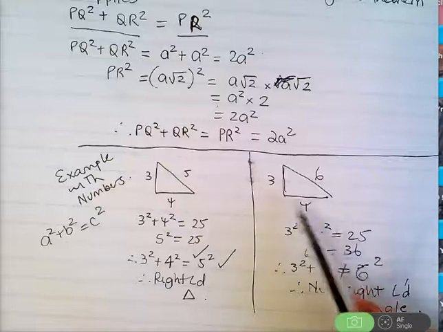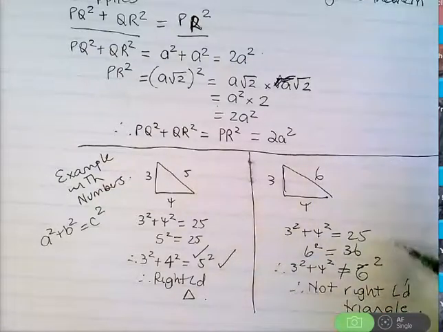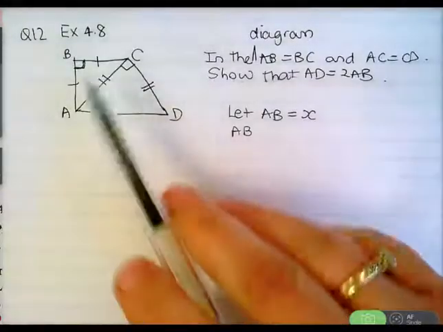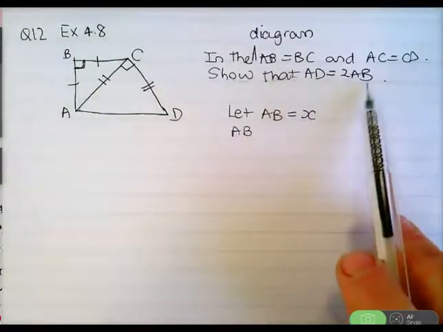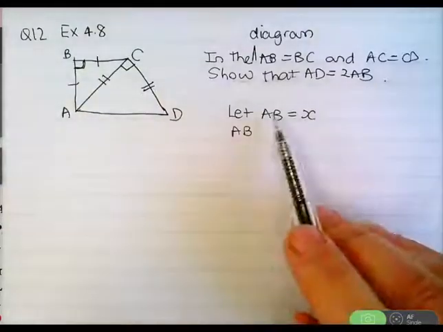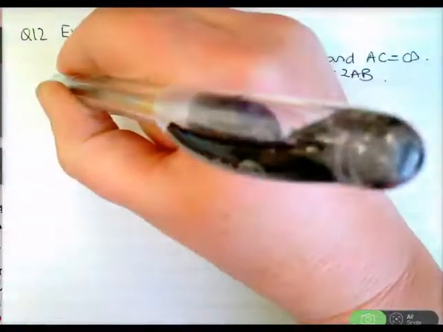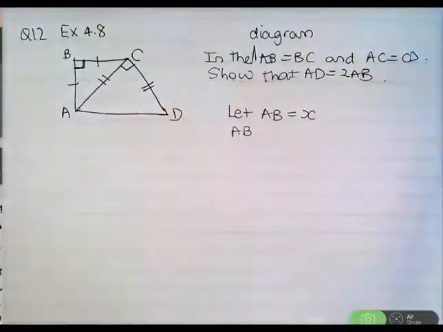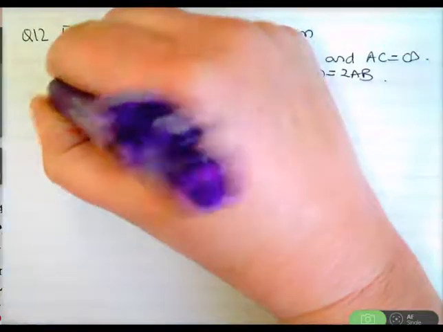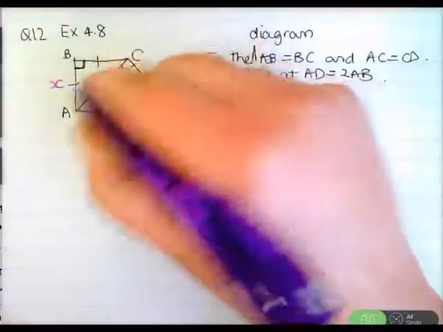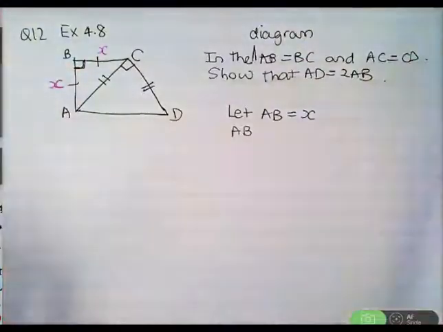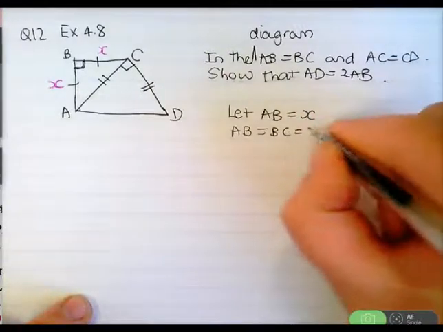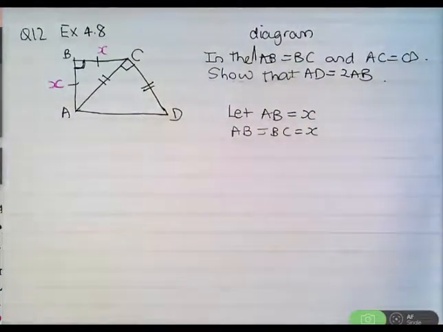If you try and apply Pythagoras' theorem and it doesn't work like this one, then the triangle is not right angled. To do this, because you have to show that AD equals 2 times AB, let AB equal x. Otherwise you're going to have to talk about all these sides with no values and it makes it really hard. So if I let AB equal x, we know that those two are equal. So we go AB equals BC equals x. You don't need to put a reason for this. It's not proving. It was given.